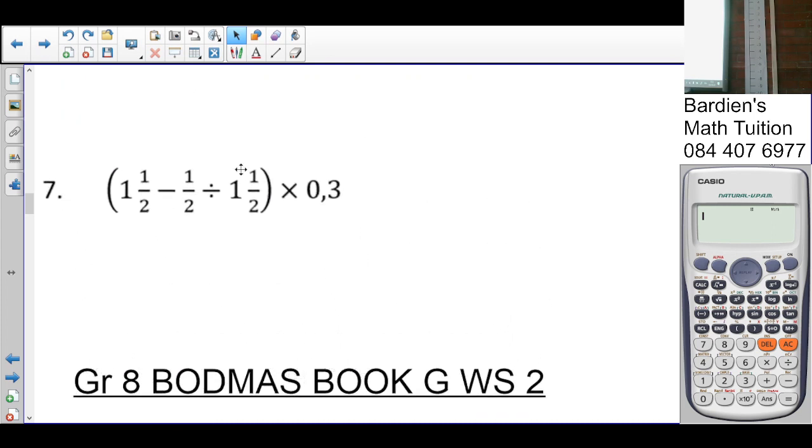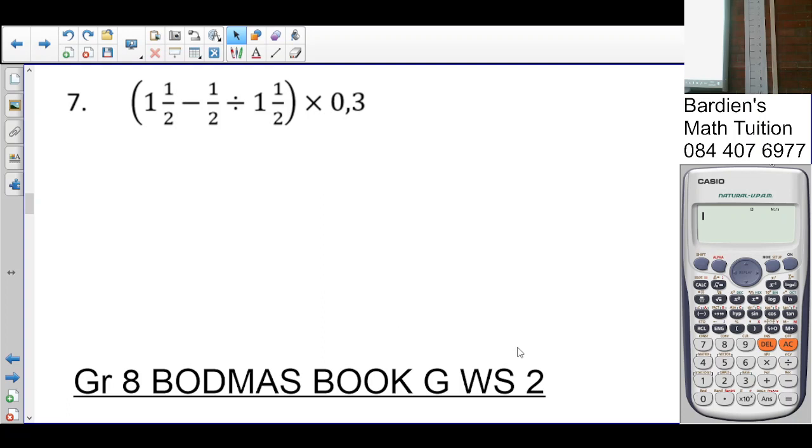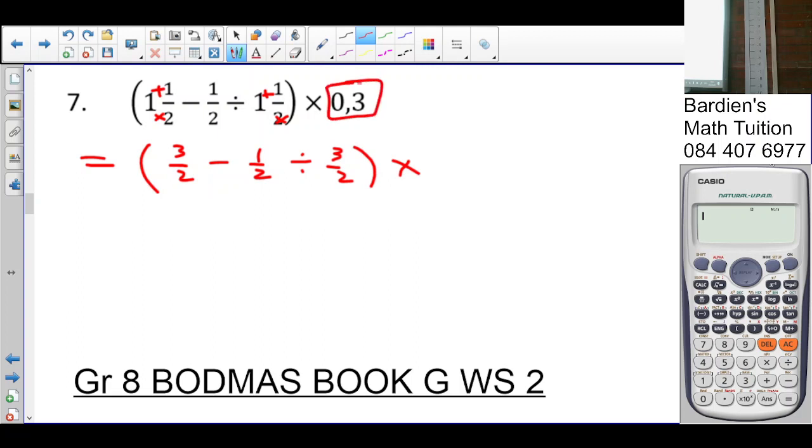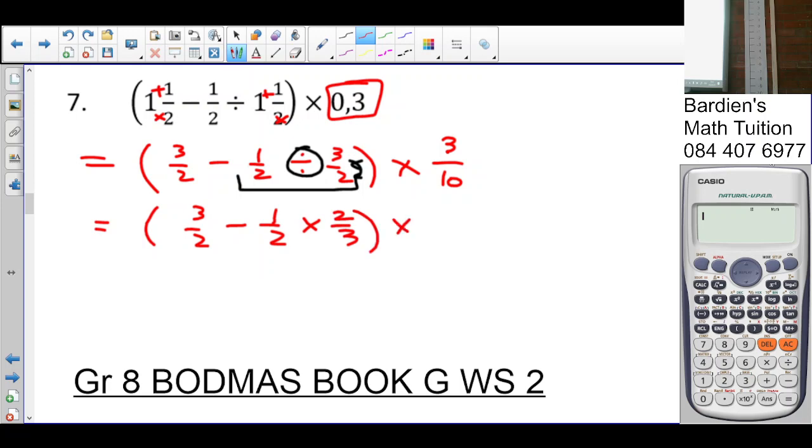Number 7. What needs to be done first? Change everything to improper fractions. Also, multiply and add. So we've got 3 over 2 minus 1 over 2 divided by 3 over 2, times 0,3, which can be written as 3 over 10. Now what needs to be done first is the bracket. Inside the bracket we've got subtraction and division. We're going to do division first according to Bodmas. So we're going to change this to multiplication with tumble and times. So it's going to give you 3 over 2 minus 1 over 2 multiplied by 2 over 3, multiplied by 3 over 10.